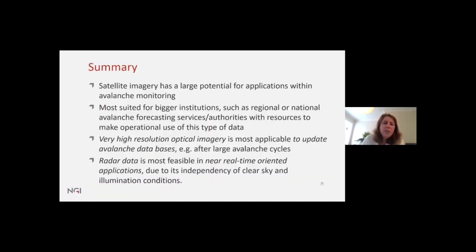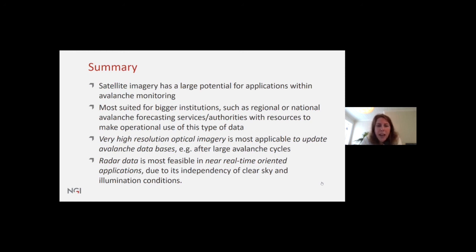With this, I would like to sum up, and I hope I could show you that satellite imagery has a large potential for applications within avalanche monitoring and avalanche forecasting. I also have to say that it's most suited for bigger institutions, such as regional or national avalanche forecasting services or authorities, because you need quite some resources to be able to make an operational use of this type of data.